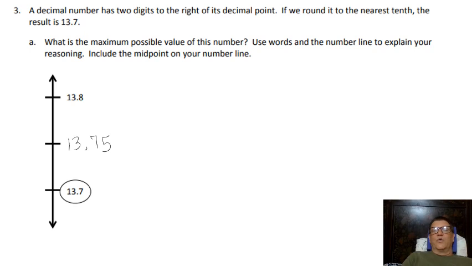Well, I know that if it was on this line and went up, it would round up, not down. So it has to be 1/100th below this number. So that means it'd be 13.74. That's the largest number that we could have that would still round to 13 7/10.